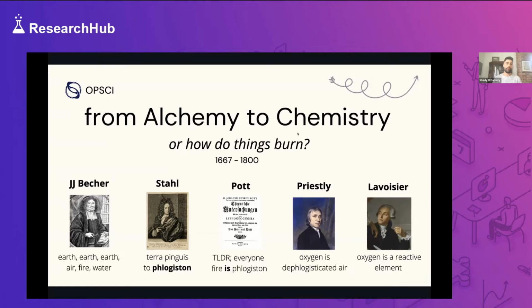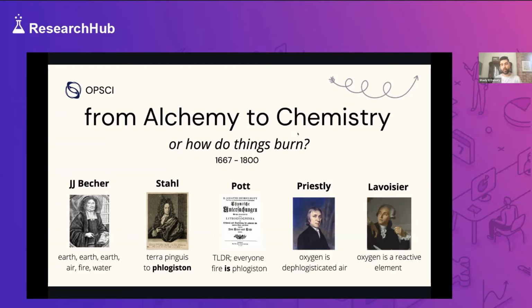Right around the late 1600s, this gentleman, J.J. Becher, wrote a really influential document that took these alchemical forms and modified them to explain the question: how do things burn? He's famous for saying that there are 3 types of earth, as well as air, fire, and water. And these are pure forms, like air is air. So this was really significant.